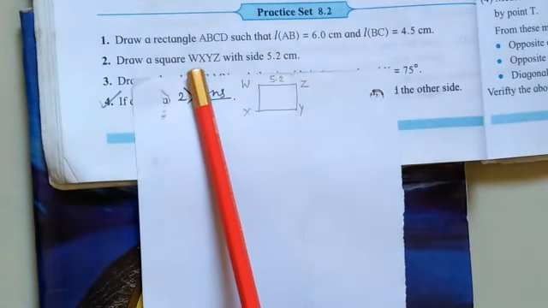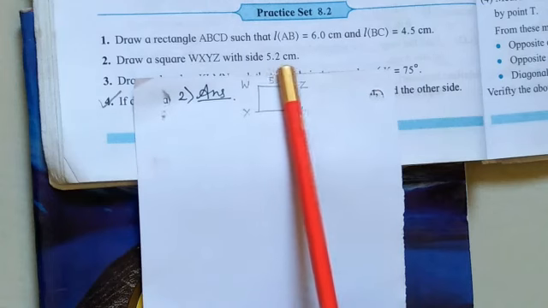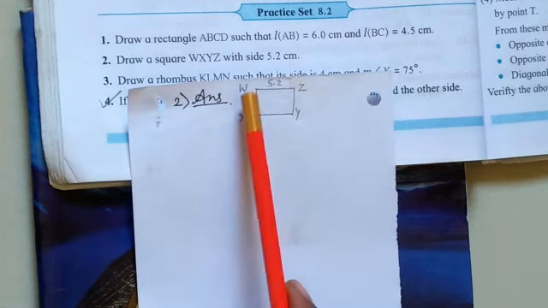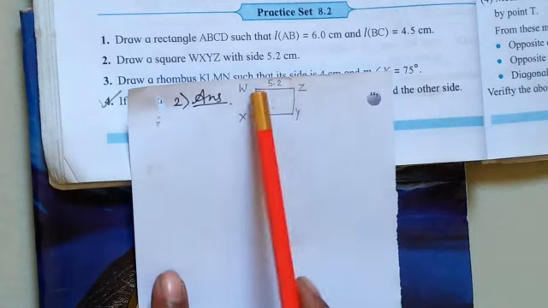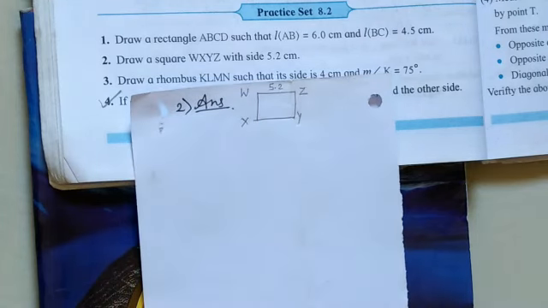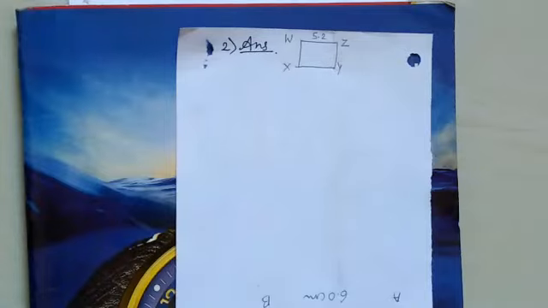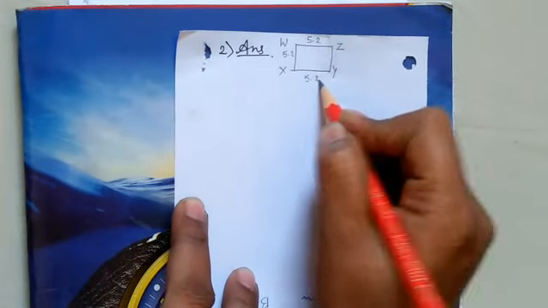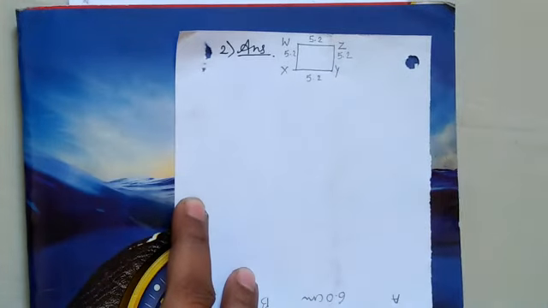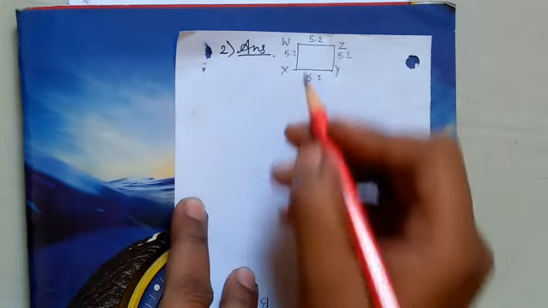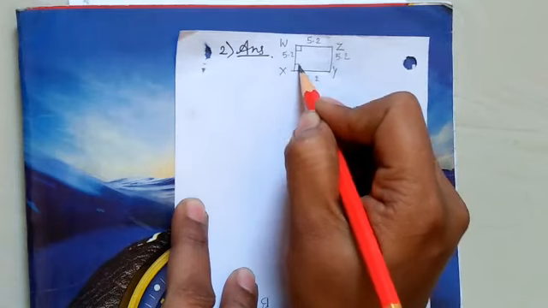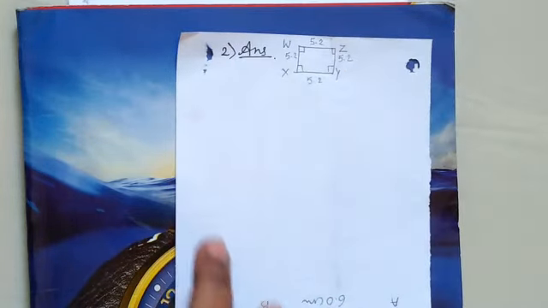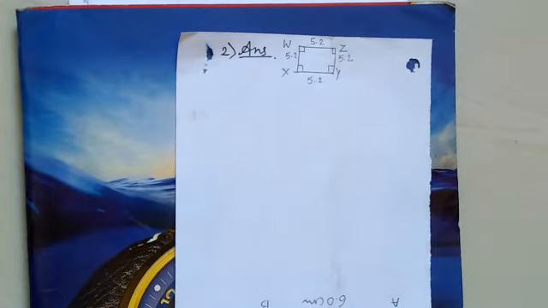Draw the square WXYZ with side 5.2. This is our rough figure. This is the square WXYZ. All the sides of a square are congruent. Therefore, each side's measurement is 5.2. And as we know the another property of a square, each angle is a right angle. It means they are 90 degrees. So on the basis of this information, we will be able to draw.